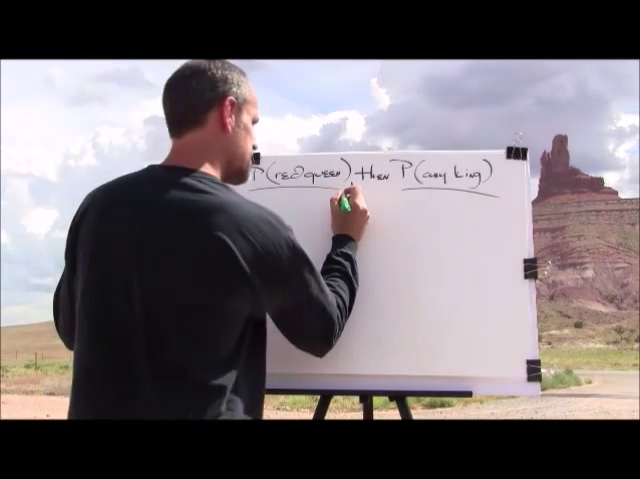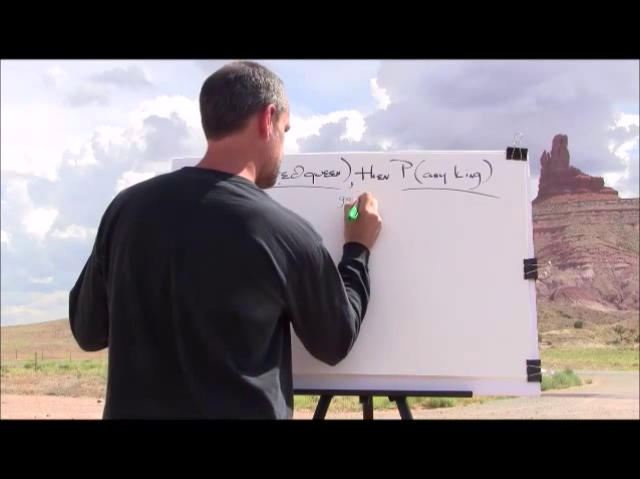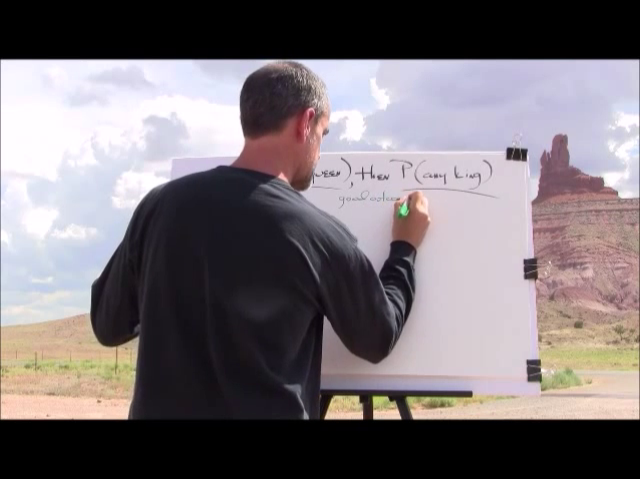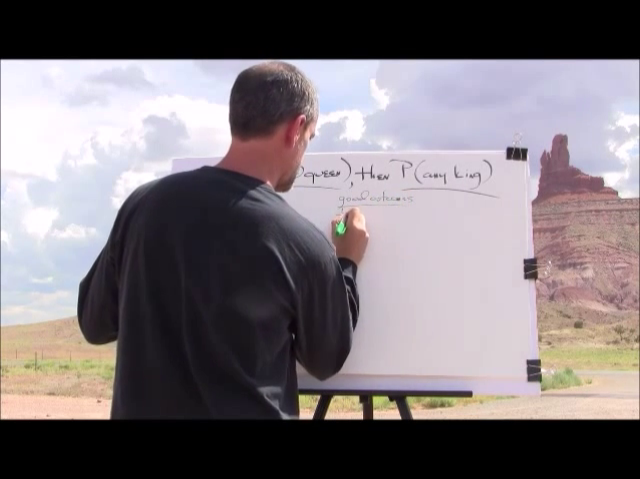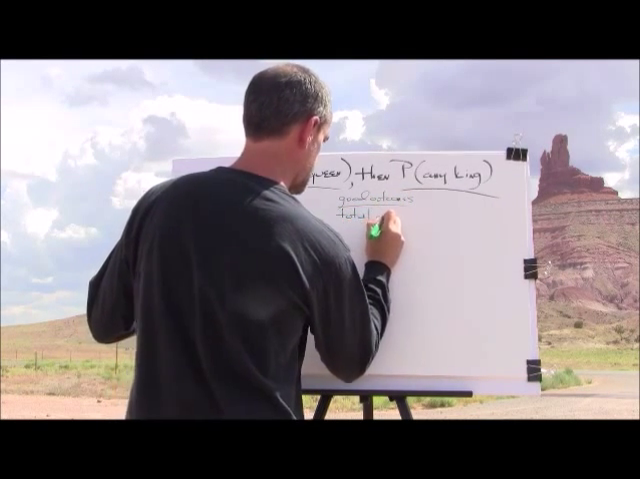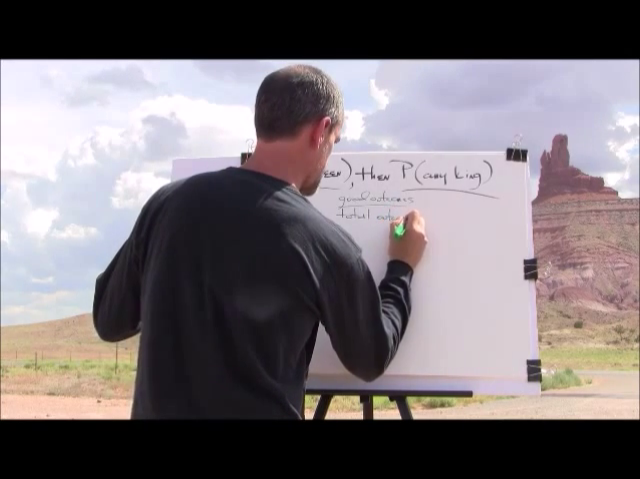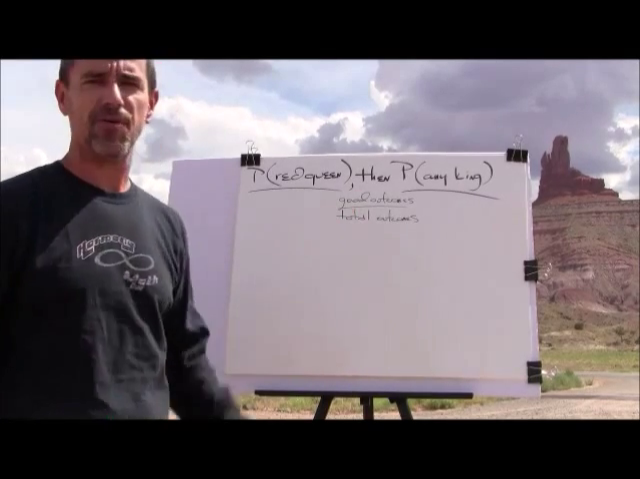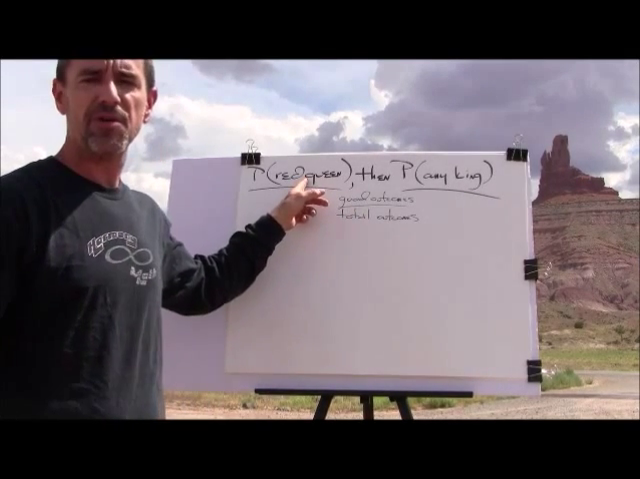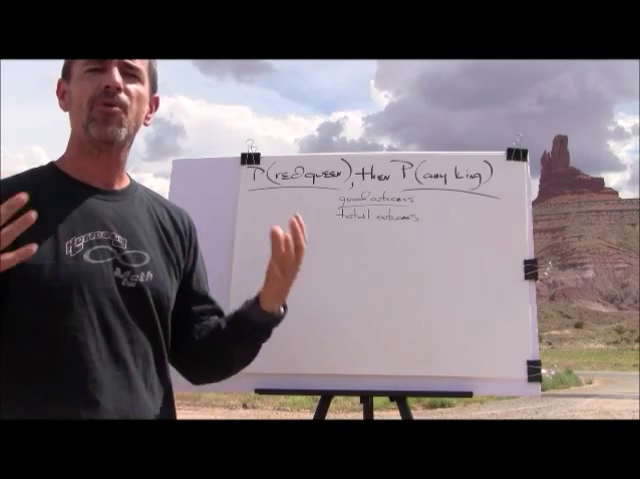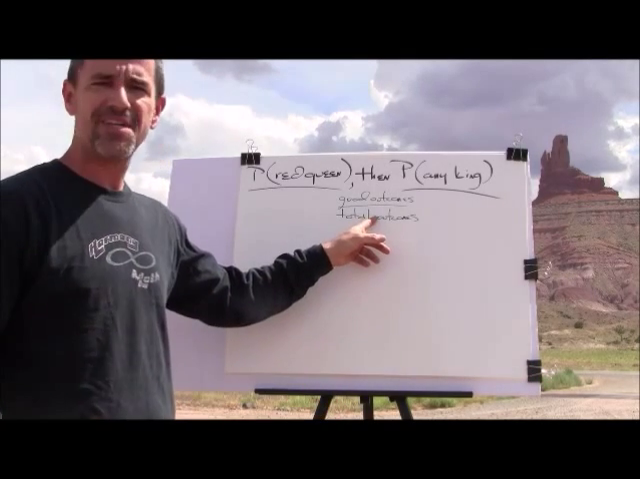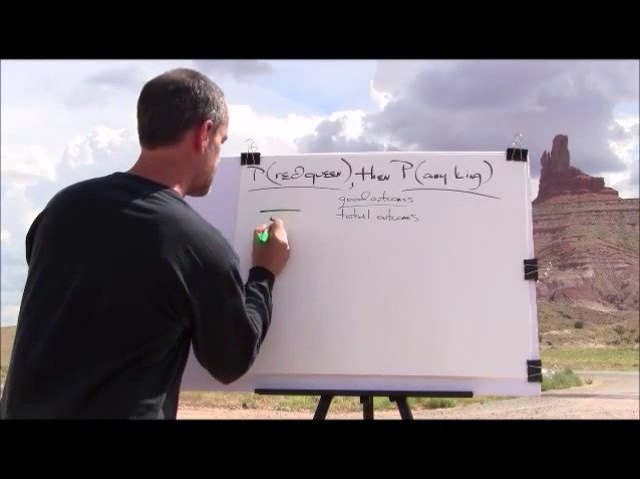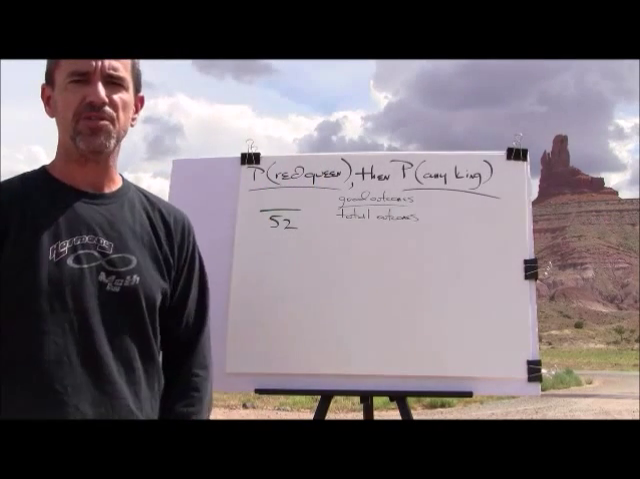So, okay, every probability is a ratio of good outcomes to total outcomes. So when we look at the probability of pulling a red queen, what's the total number of outcomes possible? Well, in a deck of cards, there's 52 cards, so the bottom of this fraction is going to be 52.